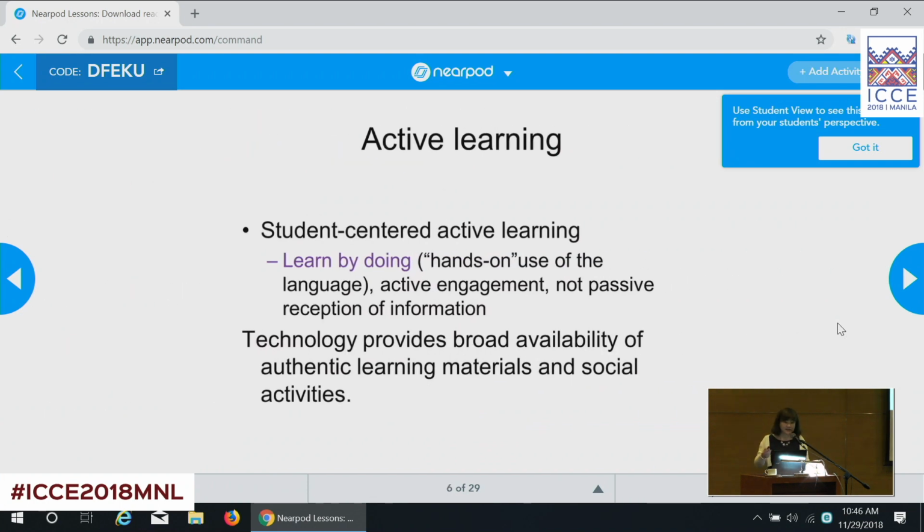In student-centered active learning, students are engaged actively in learning by doing, which means they are provided with ample opportunities for hands-on use of the language they are learning, not passive reception of information. Therefore, technology with the feature of providing broad availability of authentic online learning materials and social activity will enhance and improve active learning.